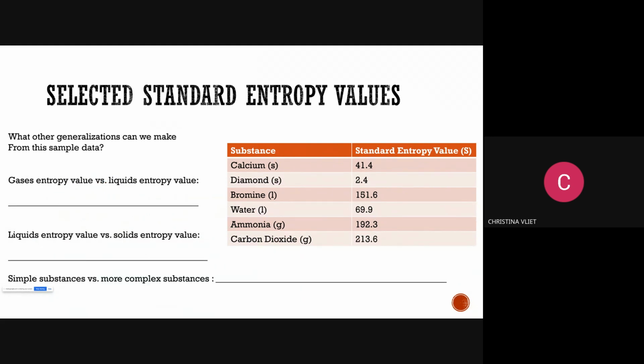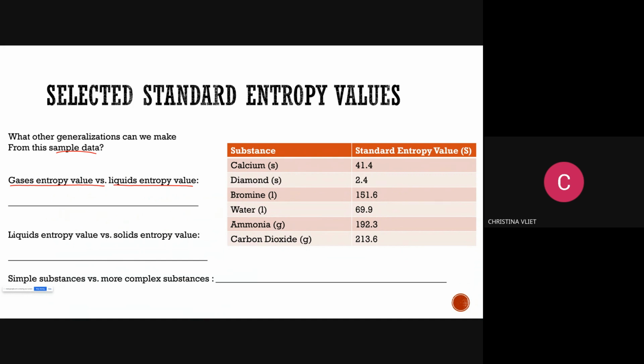What other generalizations can we make from this sample data? Gases entropy value versus liquids entropy value. I'm assuming you can find the entropy value. Typically, you probably use your enthalpy value as one of your things. You have to know the other equations that we learn on Friday, but I'm pretty sure you can use that information to derive entropy values.